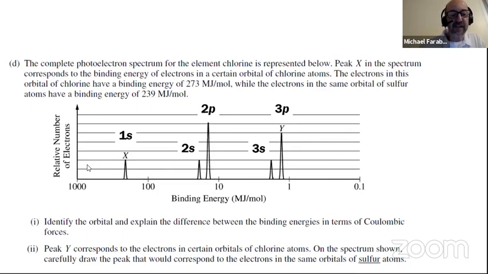All right, it goes on to say that the electrons in peak X, which corresponds to the binding energy of a certain orbital, is 273 megajoules per mole. So that's how much energy is required to remove those electrons. Now for sulfur, for the same orbital, it's going to be a smaller number, so 239. So for this Roman numeral I, identify the orbital, so we know it's going to be 1s, and then explain the difference between the binding energies in terms of Coulombic forces.